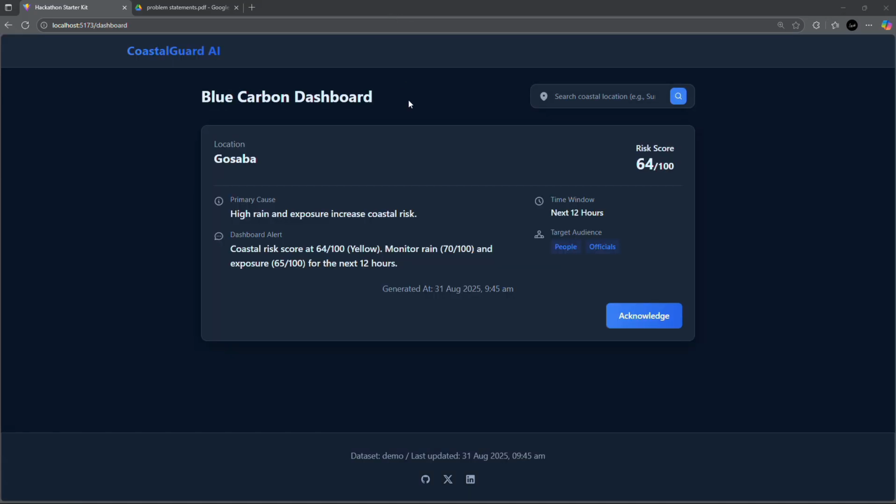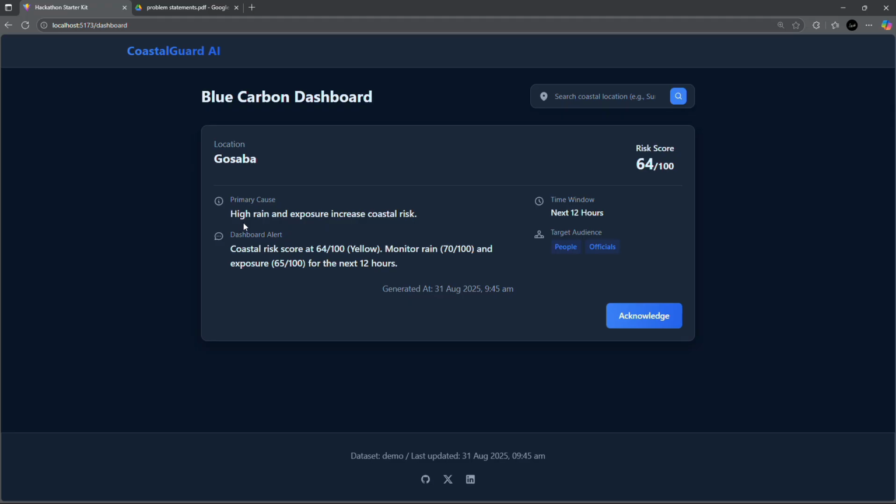So basically, this is the dashboard when a user logs in and it will look like this. Here we have a search location input. Whenever you search a location, you get the real-time data scenario for that location. Here the name of the location is displayed along with the risk score, which comes from our AI, which is trained on a large data set.